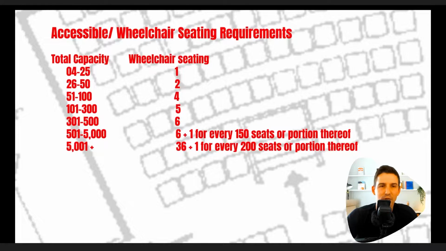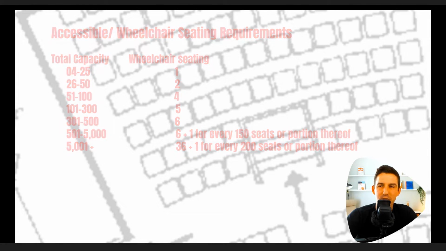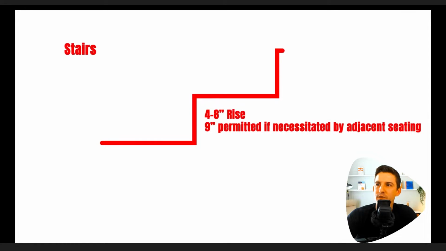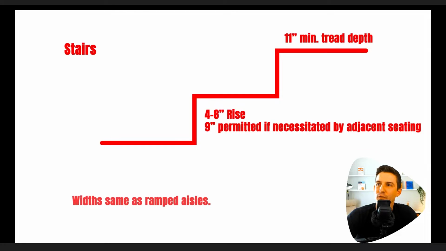Accessible wheelchair seating requirements. Rule of thumb, just keep in mind the larger the total capacity, the more seats, the more wheelchair seating you need to have available. And then stairs themselves have an 11-inch minimum tread depth, a 48-inch rise. Sometimes 9 is permitted if necessitated by adjacent seating, and then widths same as ramped aisles. So there you have it.